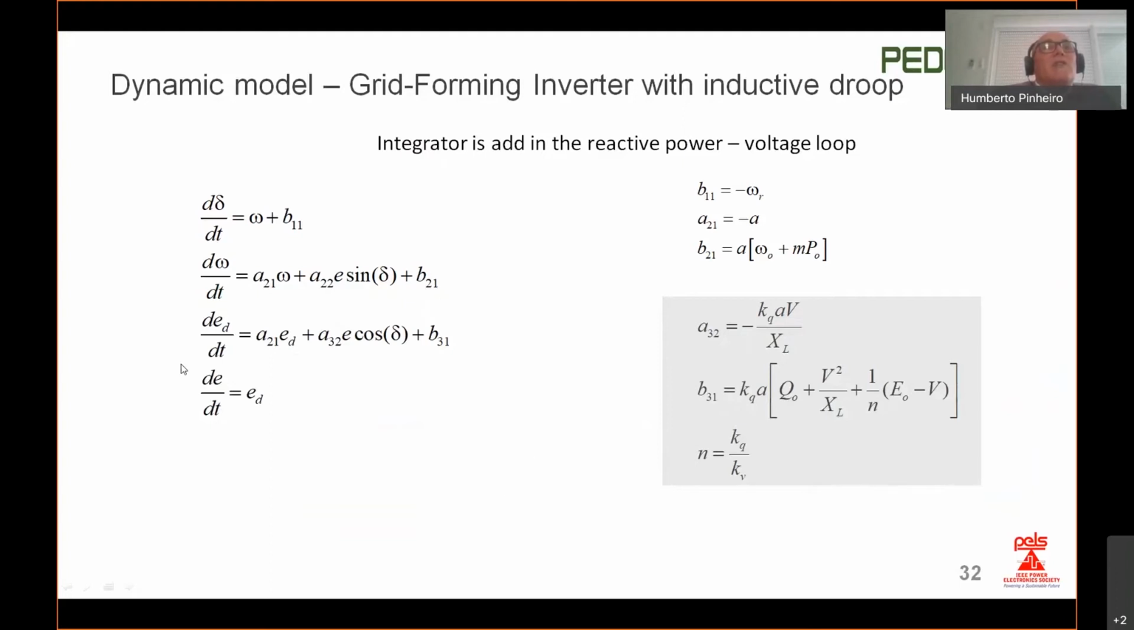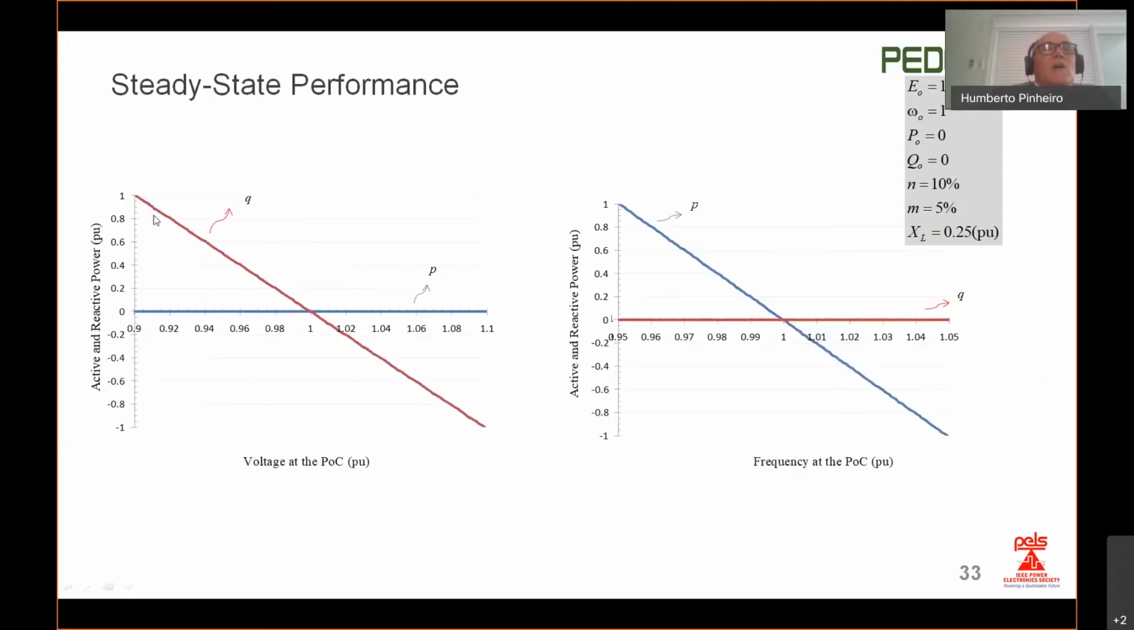Basically, the dynamic equations that govern the operation of this Droop control connected to the grid are given over here. So it's similar to the previous one. There is an additional state that's associated with the integrator that we have added. So if you now compute the stable equilibrium point, we see that we have the desired voltage var and frequency watt characteristic as we designed, 10% and 5%.